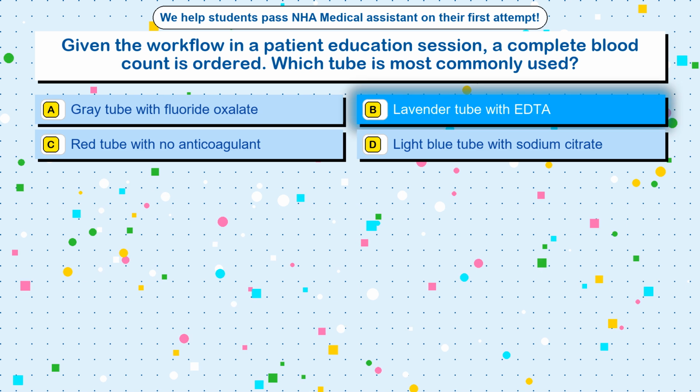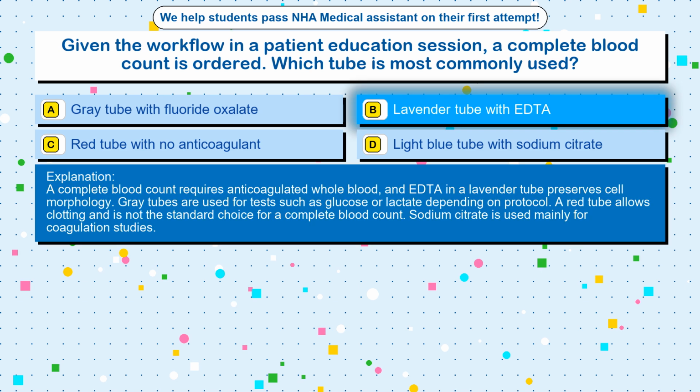Lavender tube with EDTA. A complete blood count requires anticoagulated whole blood, and EDTA in a lavender tube preserves cell morphology. Gray tubes are used for tests such as glucose or lactate depending on protocol. A red tube allows clotting and is not the standard choice for a complete blood count. Sodium citrate is used mainly for coagulation studies.